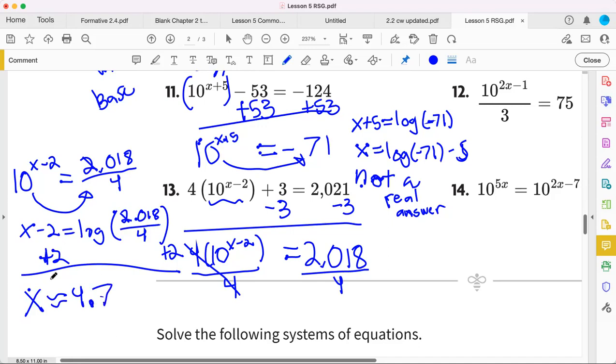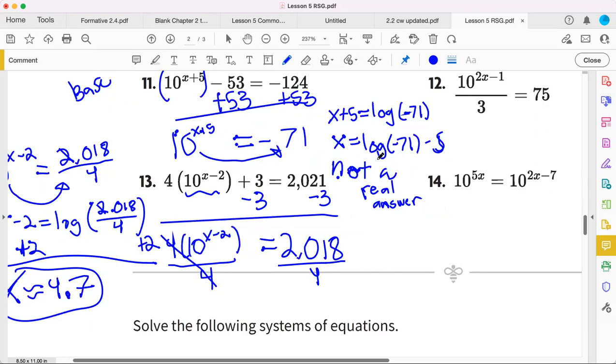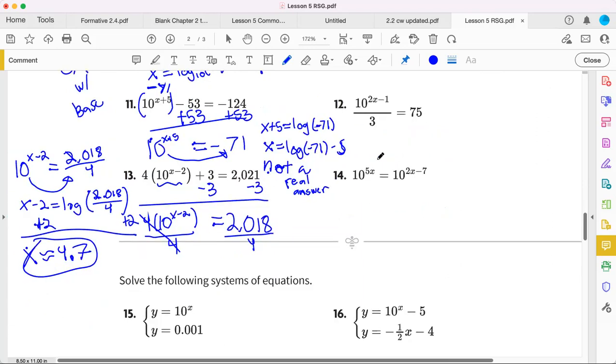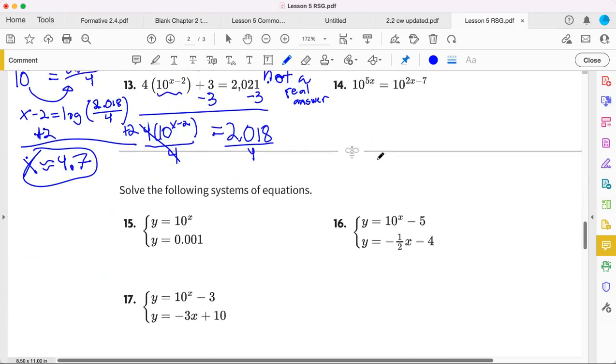Capiche? Check your calculator, make sure it makes sense. We don't normally have to approximate our answer, but we did here because we are more than capable and we have the power. So it's kind of nice, isn't it?